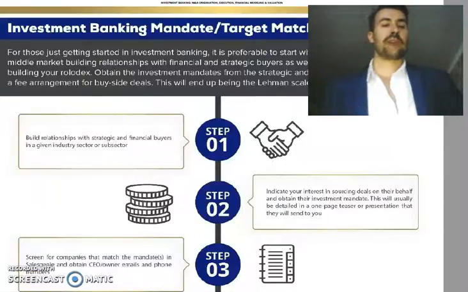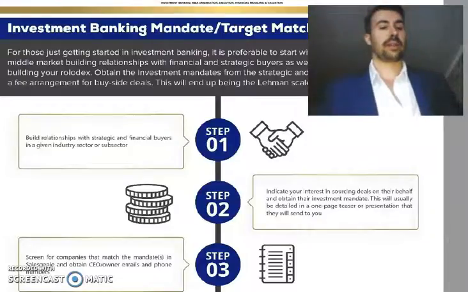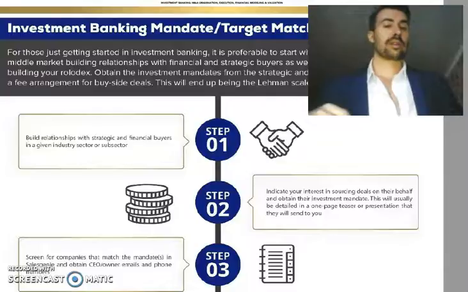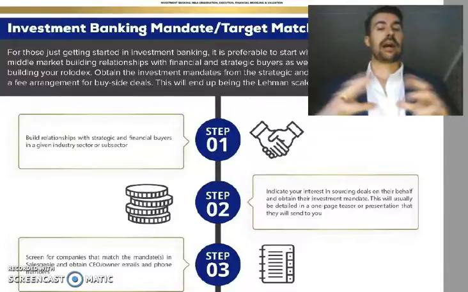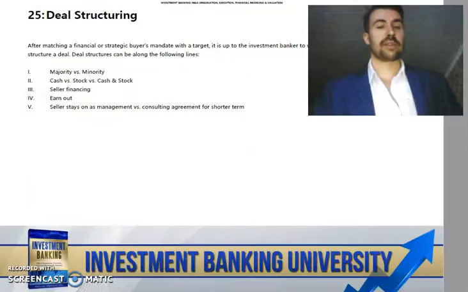So this is an infographic just depicting exactly what we talked about. Initially, we're going to be building relationships with strategic and financial buyers in a given industry or subsector. You're going to indicate your interest in sourcing deals on their behalf, and you're going to get their investment mandate. So ultimately, at a high level, we're matching strategic and financial buyers' investment mandate or corporate M&A mandates with given targets that are in our coverage. So that's exactly what we'll be doing and what is the core responsibility of the investment banker.